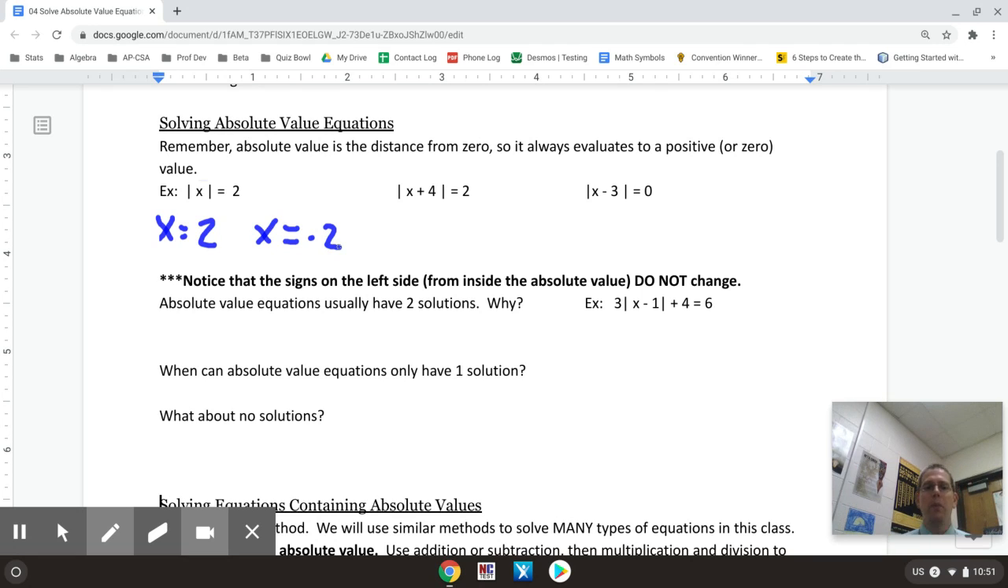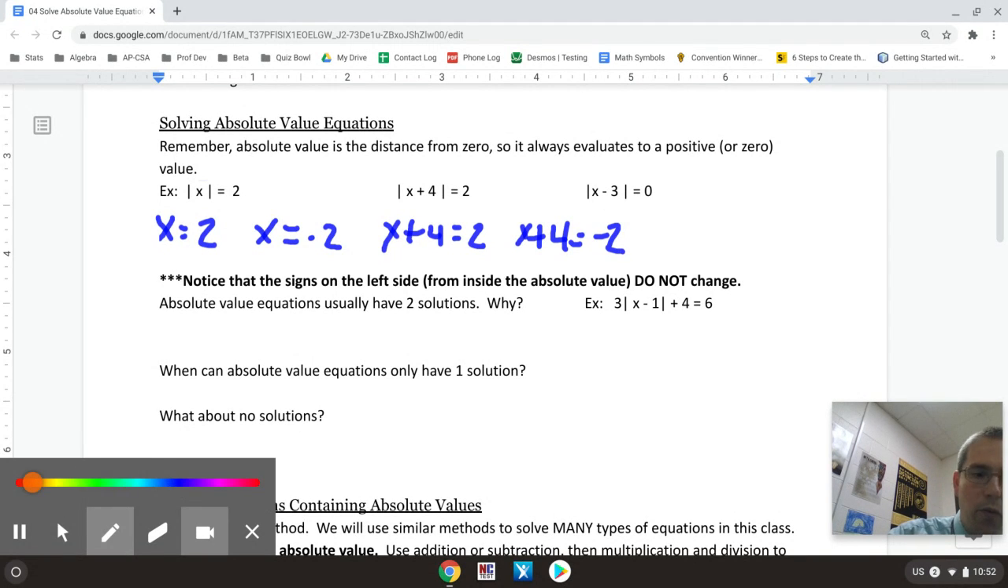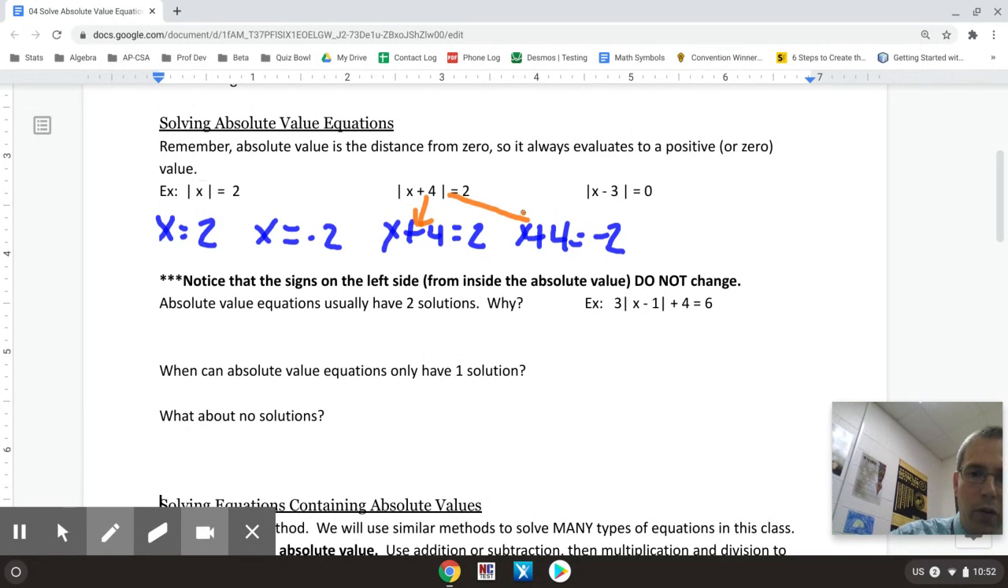Now, when I go to do my next equation, in this case, it's harder to see and think about plugging in, but it's still true. I can divide it into a positive and a negative part. So I can have x plus 4 is equal to 2, and I can also have x plus 4 is equal to negative 2. Both of those two separate equations, the one that is positive and the one that is negative, can now be solved. So one equation positive, one equation negative.